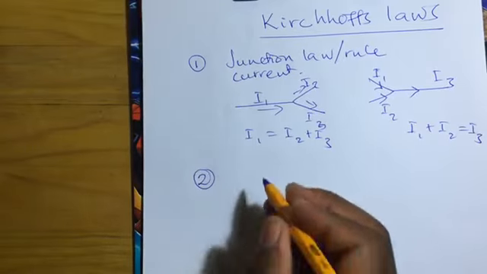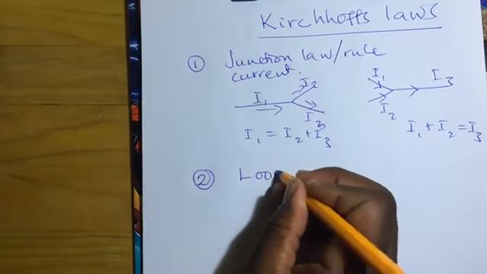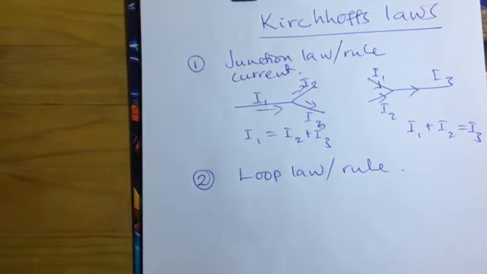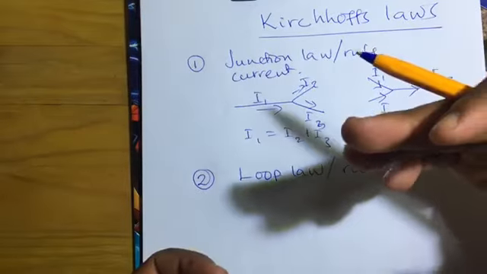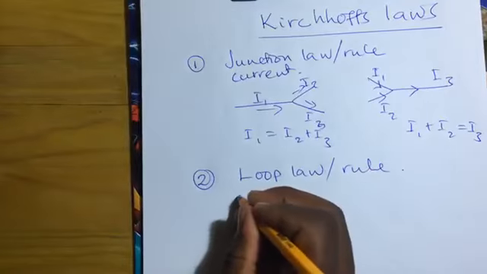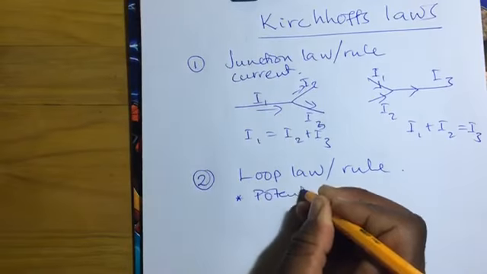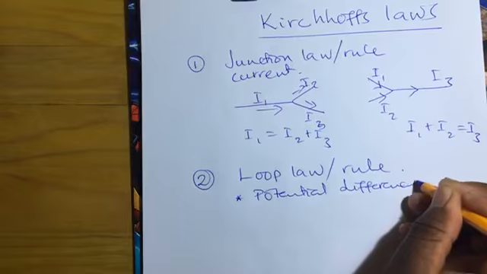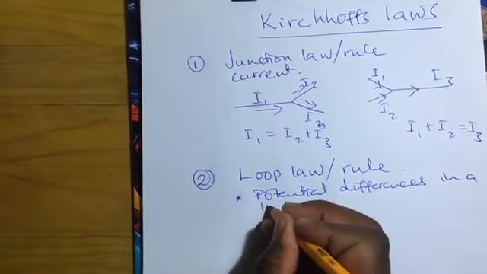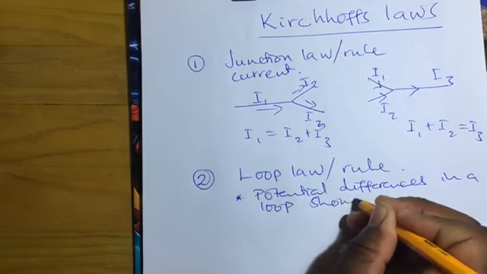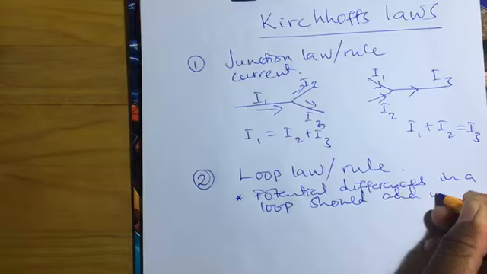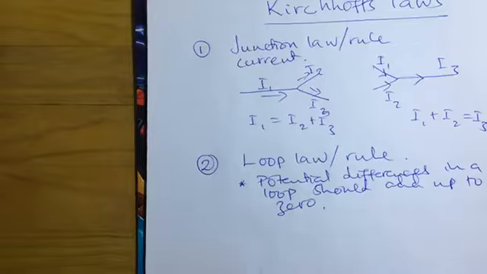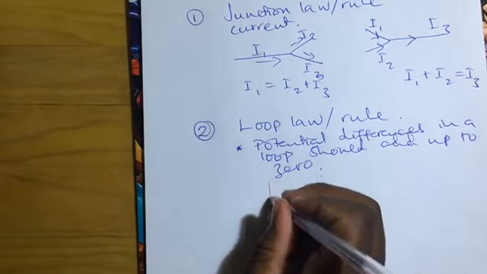Number 2, we have the loop law. Some people would still call it the rule. This says the potential drops in a loop should add up to 0. So potential differences in a loop should add up to 0. Then, what two things did we say we are going to meet in a loop?